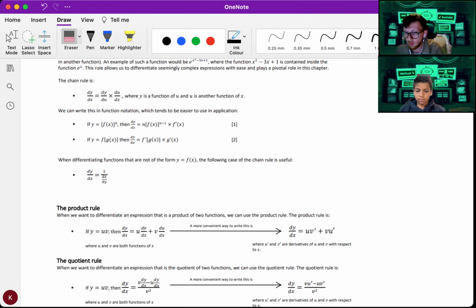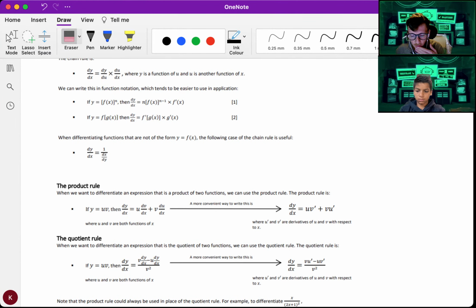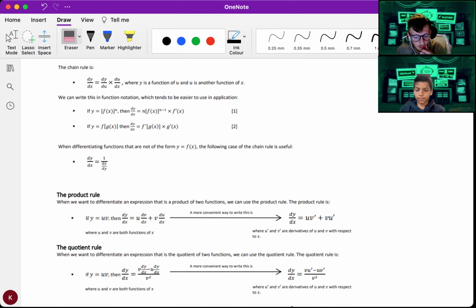The more and more we do the chain rule, hopefully the more you'll be able to do it by second nature, and it becomes a lot more natural and you'll be able to do it quickly. But the general rule is dy/dx is equal to dy/du multiplied by du/dx, where y is some function of u and u is another function of x.